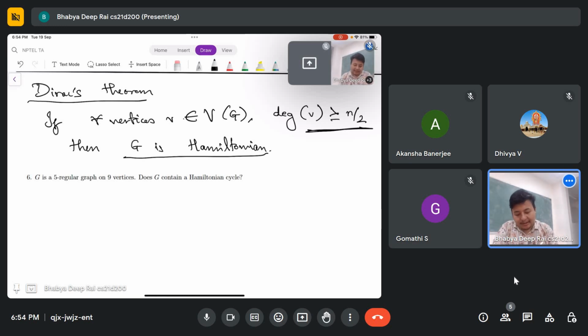So G is a 5 regular graph on 9 vertices. Okay. Does G contain a Hamiltonian cycle? This is a simple question. So this is a direct application of Dirac's theorem. Can you tell me? So Dirac's theorem says that if every vertex has degree at least n by 2, then G is Hamiltonian.